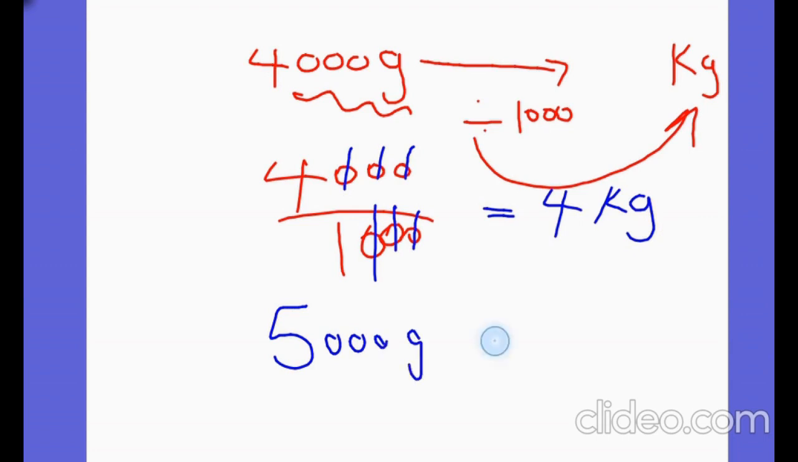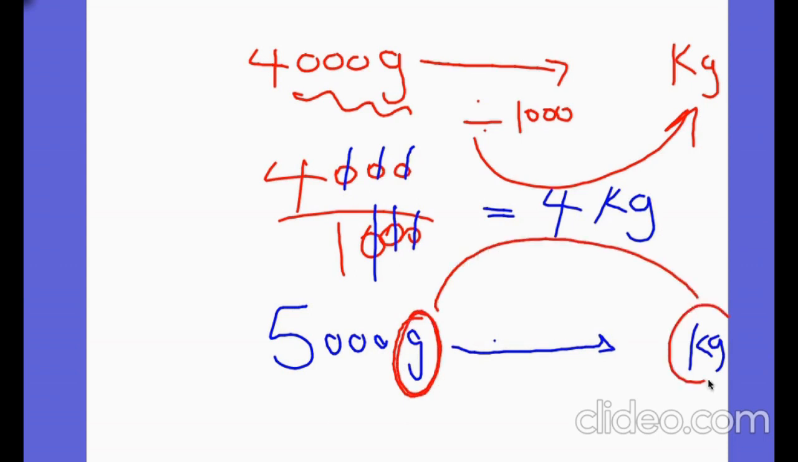Another one, 5,000 grams. I want to transfer it to kilograms. What will I do? I will see first, it is what? The small unit, and I want to transfer it to the big unit. What will I do? Good, I will divide by 1,000. So the answer will be 5 kilograms.